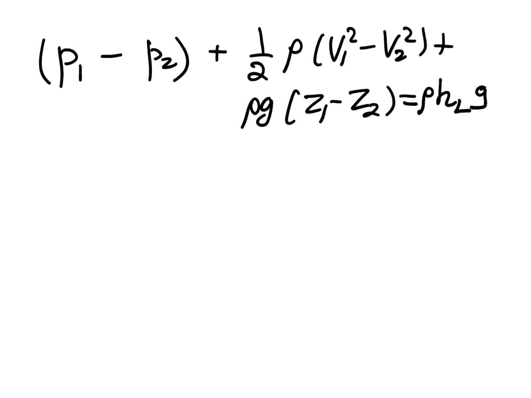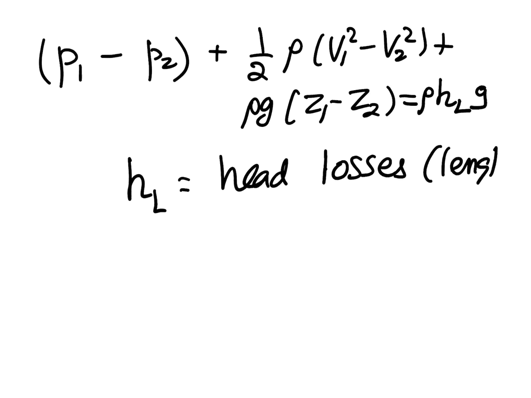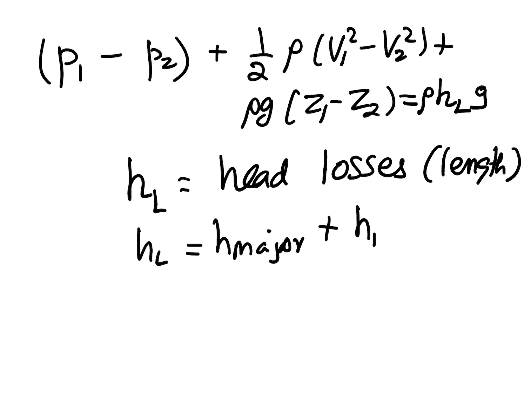Rho times HL times g. Now HL is what we considered as the head loss. It has units of length. It's the height of a liquid column of density rho. To calculate head loss, we split that into major losses, which we just saw, plus minor losses. Major losses are f multiplied by V squared over 2g times L over D.